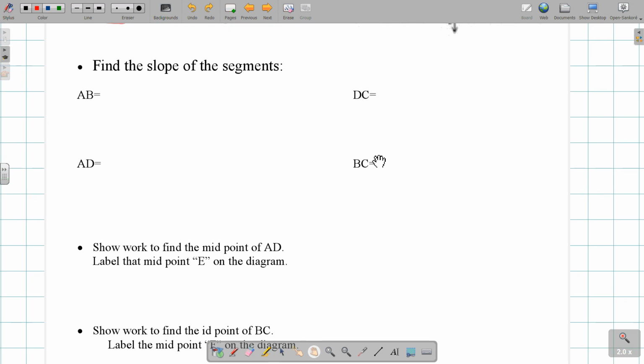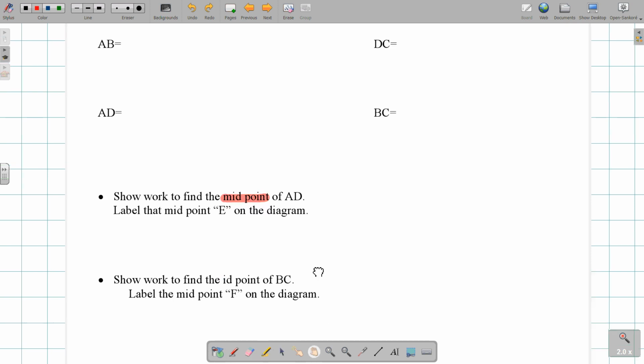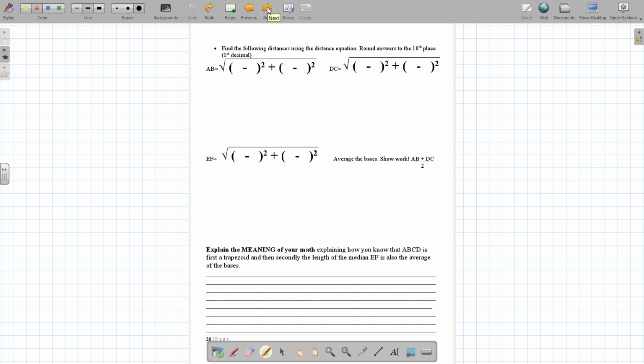Go ahead and read the instructions right here. We're going to be finding the slope. You're going to be finding the midpoint. And then on this side, we're going to be finding distance. Slope, midpoint, distance. Right here, of course, you actually average the bases and then take all those mathematical computations and explain the meaning of your math, meaning that you have a trapezoid and that there exists a median, which is also the average of the bases. Show the meaning of your math. Pause the video, do all the math, write out its meaning.